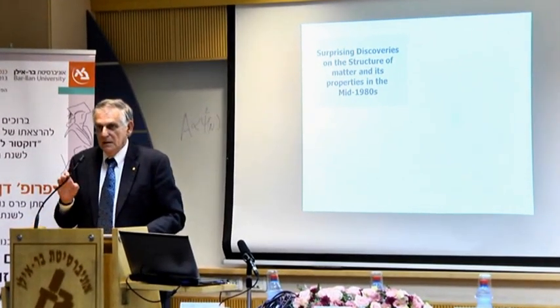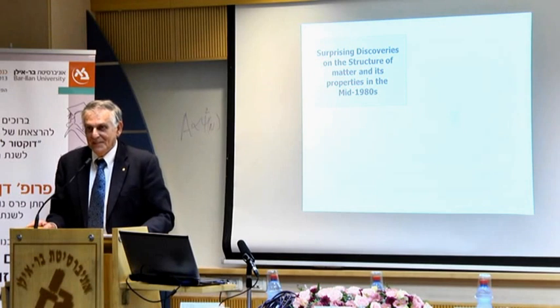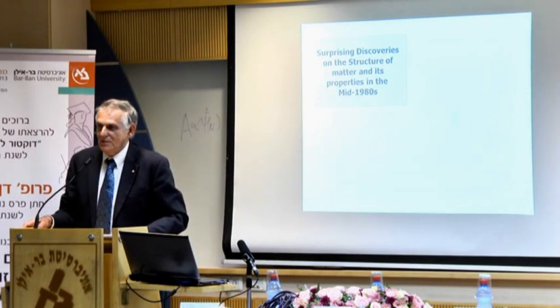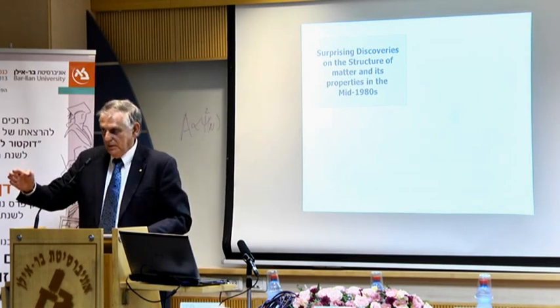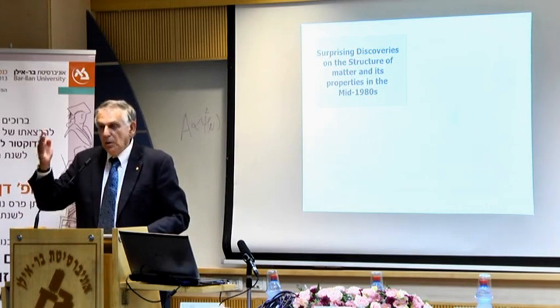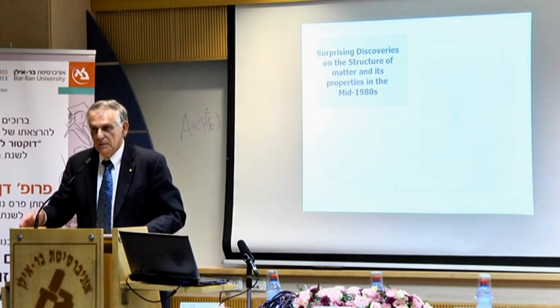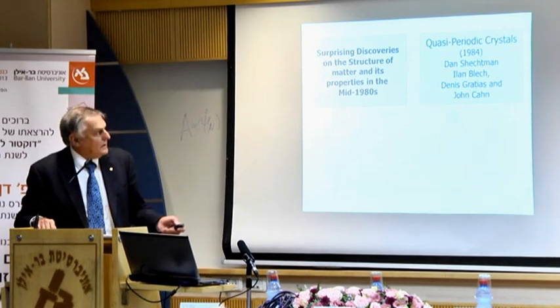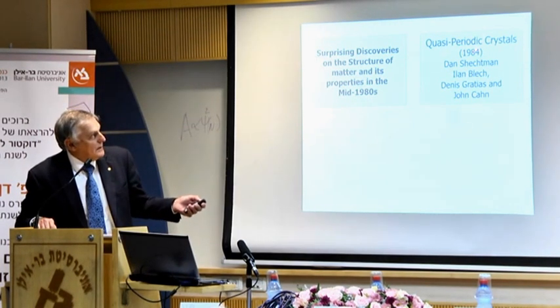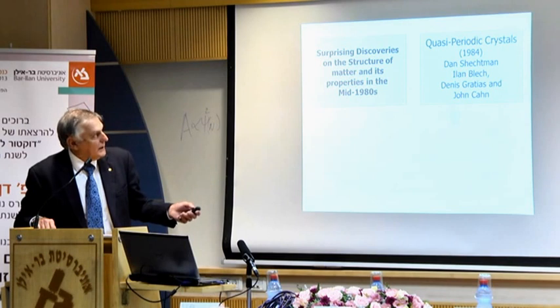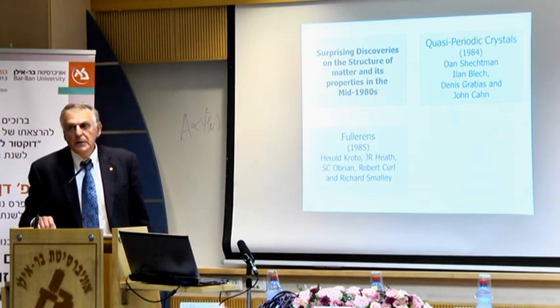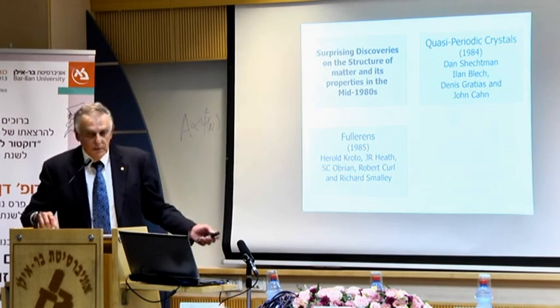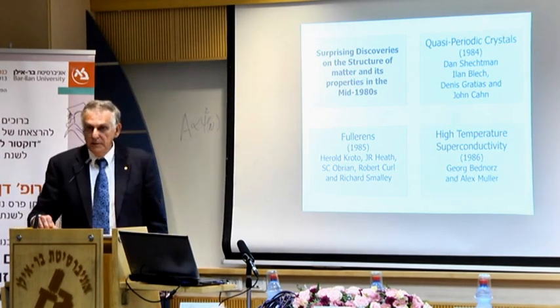In the mid-80s, many of you were not born yet, there were three surprising discoveries on the structure of matter and its properties. And these three discoveries came year after year, starting in 1984, and all three of them received the Nobel Prize. So it's a rare occasion. So let's start with the first one. The first one, chronologically, is the discovery of quasi-periodic crystals, and the names are Shechtman, Blech, Denis, Gratias, and John Cahn. I'll tell you about these people later on. A year later, 1985, came the discovery of fullerenes. A year later came the discovery of high-temperature superconductivity.